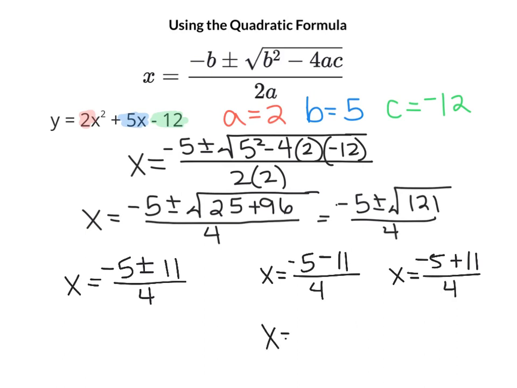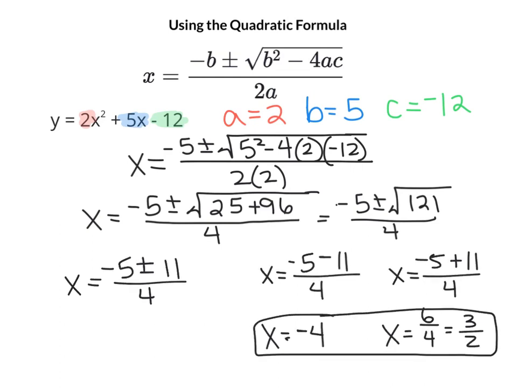So let's see, negative 5 minus 11 is negative 16. Negative 16 divided by 4 is going to give me a negative 4. Over here on the right, negative 5 plus 11 is going to give me 6 divided by 4. That does not divide out evenly, but I can reduce that fraction to 3 over 2. So my roots, or my zeros, or my x-intercepts are going to be negative 4 and then 3 over 2. One more example to look at.